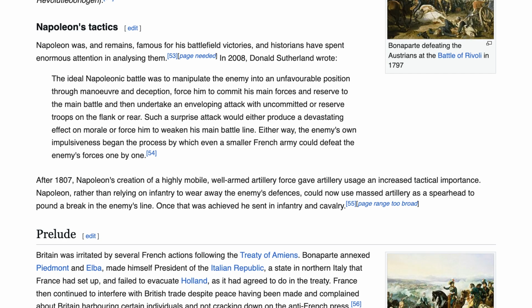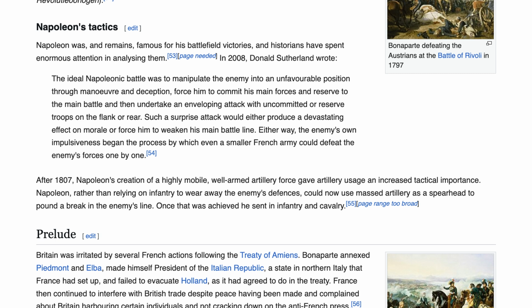Napoleon's tactics. Napoleon was, and remains, famous for his battlefield victories, and historians have spent enormous attention in analyzing them. In 2008, Donald Sutherland wrote, "The ideal Napoleonic battle was to manipulate the enemy into an unfavorable position through maneuver and deception, force him to commit his main forces and reserve to the main battle and then undertake an enveloping attack with uncommitted or reserve troops on the flank or rear. Such a surprise attack would either produce a devastating effect on morale or force him to weaken his main battle line. Either way, the enemy's own impulsiveness began the process by which even a smaller French army could defeat the enemy's forces one by one."